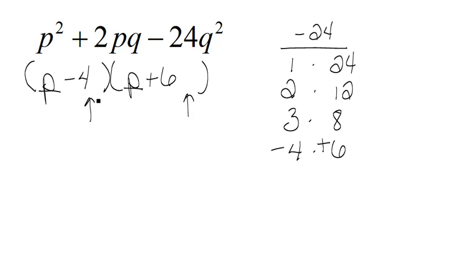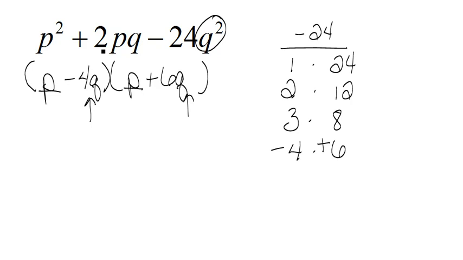But now let's think about this for a second. Negative 4 times positive 6 is negative 24, but we still have this q squared here also. So we need to add q to the 4 and the 6. Now, negative 4q and positive 6q multiply together to give us negative 24q squared.